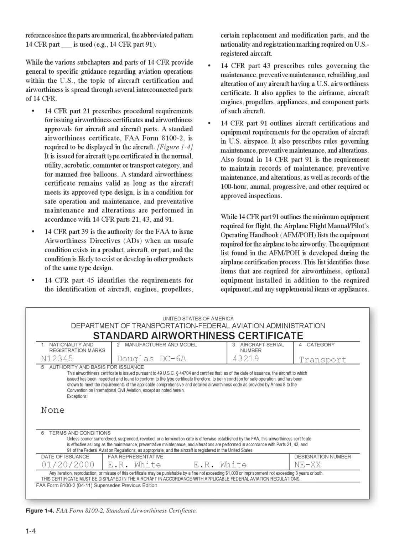This certificate must be displayed in the aircraft in accordance with applicable federal aviation regulations. FAA Representative: E.R. White. FAA Form 8100-2, 04-11, supersedes previous edition. Figure 1-4. FAA Form 8100-2, Standard Airworthiness Certificate.